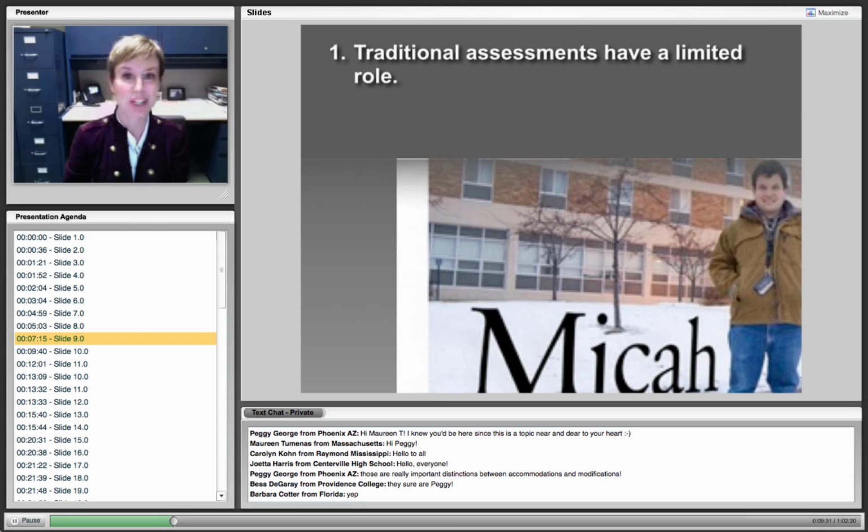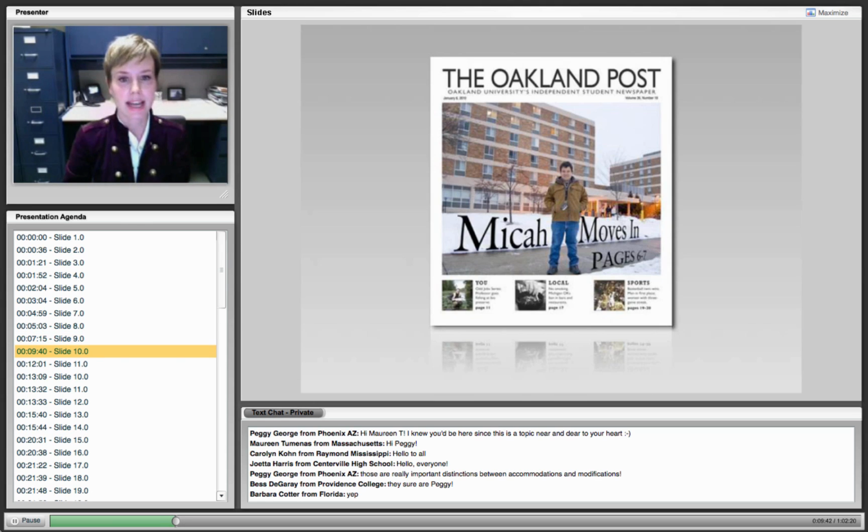Well, Micah said, I want to sue them then. His parents were raging war protesters back in the day. He got a little bit of that and said, I want to sue Oakland University. And so they won. And this is a picture of Micah the day he moved into the dorm. And it set a nice precedent for people with disabilities everywhere.